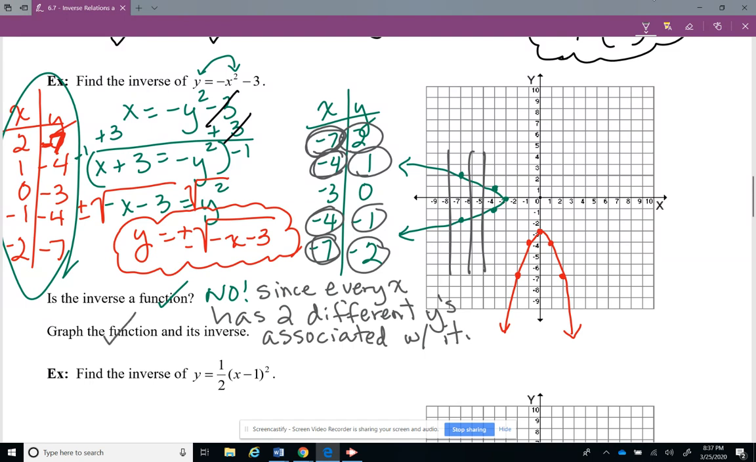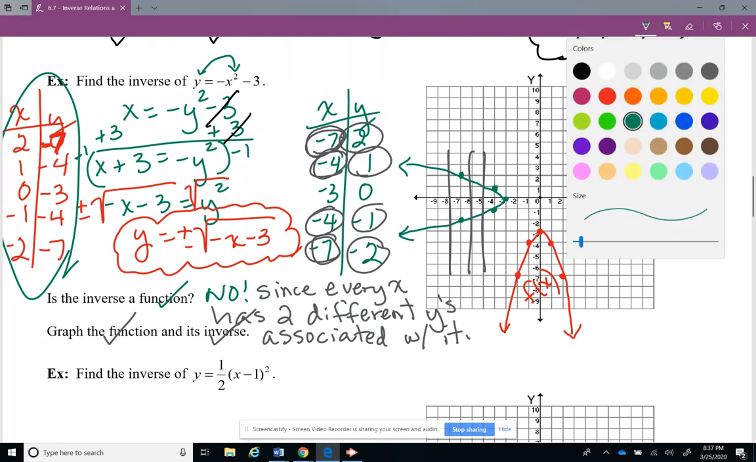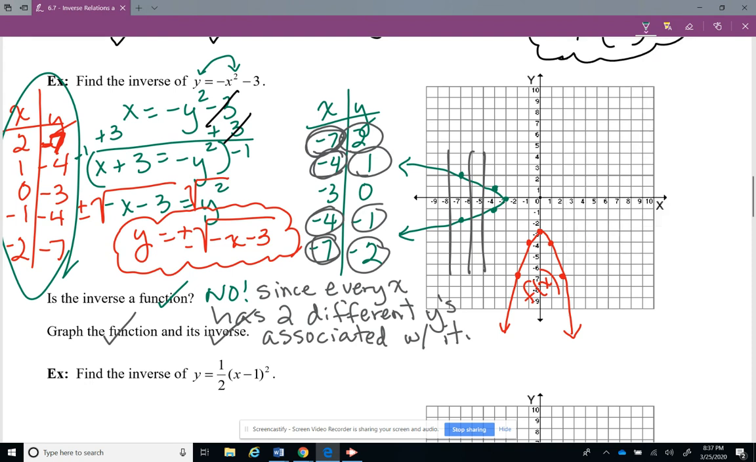All right, so we graphed the function and we graphed the inverse. If we were going to label these, the red one was our original, that was our function. And then if we wanted to label the other one, we could put the inverse. But since we really don't have to write that, we are going to label it by saying it is y equals plus or minus the square root of negative x minus 3. That's what that is.